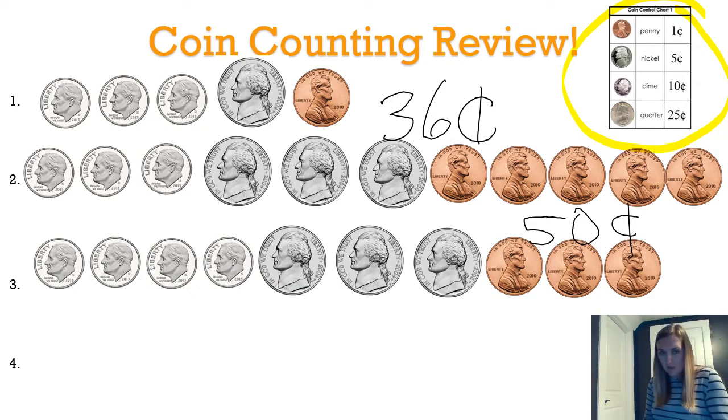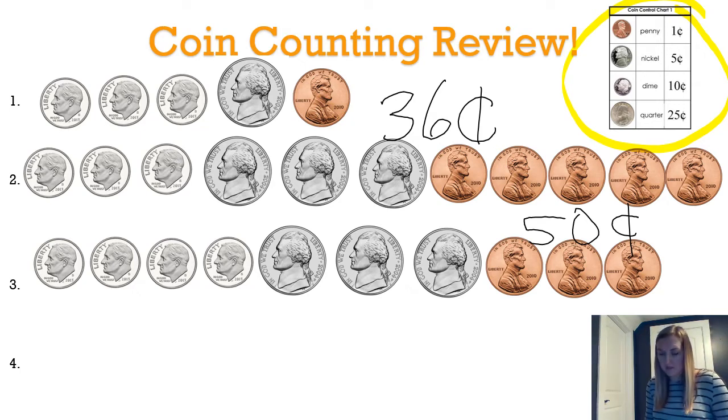Next one. What is the coin that you see first on number 3? Say it loudly. Dimes. We have how many dimes? 4 dimes. Next one. After dimes, we have nickels. How many nickels are there? 3 nickels. And how many pennies are there? 3 pennies.